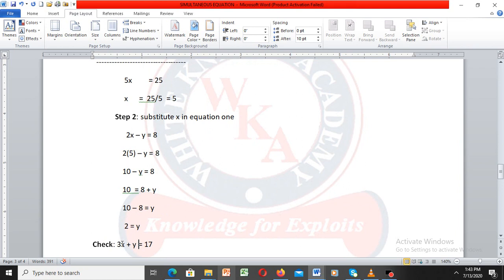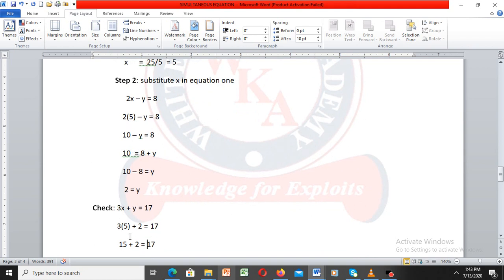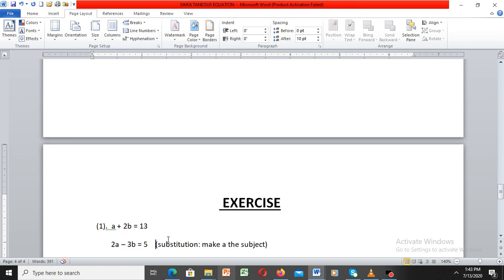Then to do a cross check, we use the second equation, 3x plus y is equal to 17. We're going to use that to cross check our solution. So the value of x is 5, and the value of y is 2. So we replace x with 5 and y with 2. So 3 times 5 gives us 15. Then plus 2, so 15 plus 2 will give us 17 on the left hand side. So the right hand side is equal to the left hand side. So those are two examples to show the substitution method and the elimination method for solving simultaneous equations.